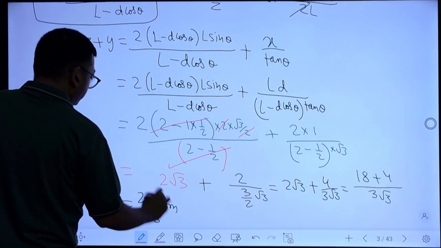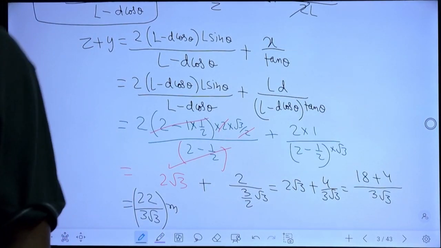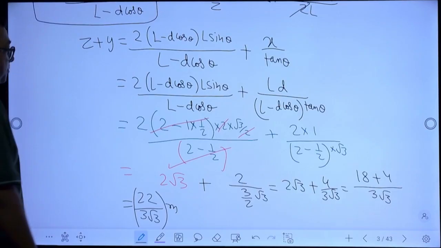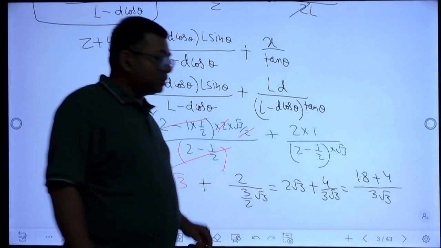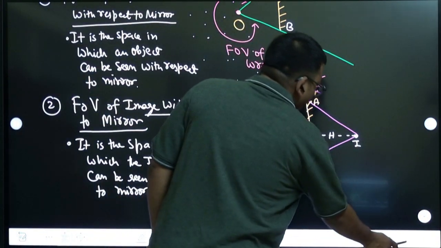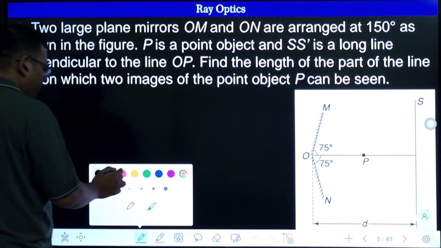meters. That's the answer. Of course, this question was a little complex. But the approach is the same. Even if the question may be simple, the approach will be the same. Done. Let us move on. This concept is over. Next question. Try this.